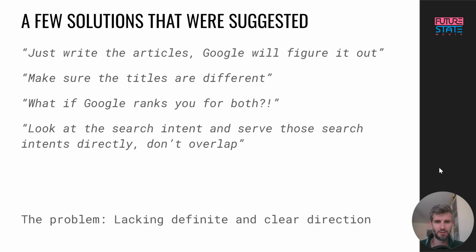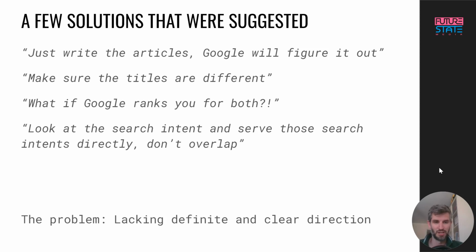These all had a bit of a theme. They were lacking definitive and clear direction. Considering that we've resolved a lot of internal competition for the content sites and e-commerce sites that we've performed SEO on, I tend not to move towards the just write the articles and let Google figure it out. And we don't tend to see a great deal of examples where Google ranks you for both. If that is the case, it tends to be a short-term thing where they're doing a click-through rate test, and then they'll decide which one they're going to leave on page one.